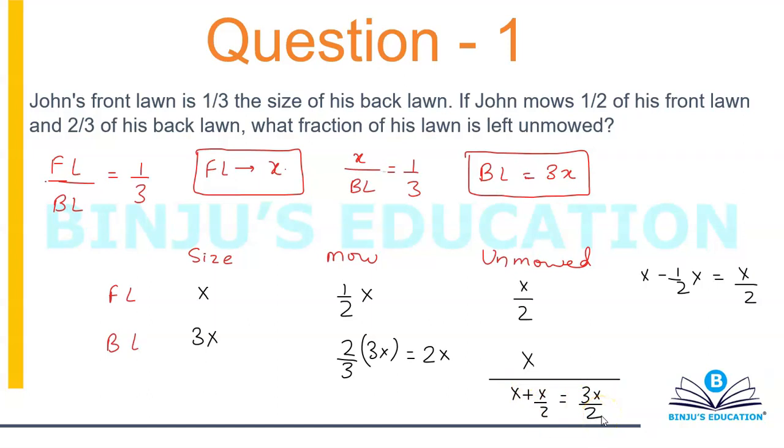And if you want to calculate the fraction, let me remove this calculation first. That will simply be 3x by 2 divided by the total size, that is x plus 3x, which is 4x. So your answer is simply 3/8. So what fraction of his lawn is left unmowed? The fraction of lawn that is left unmowed is 3/8, and that's the answer to this question.